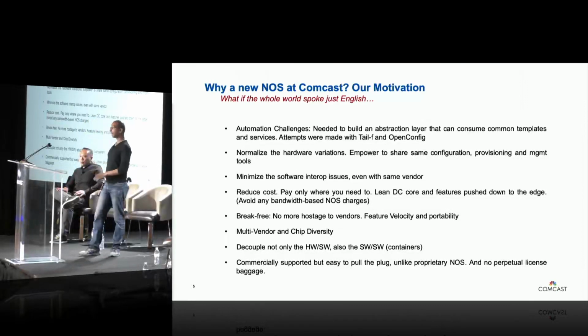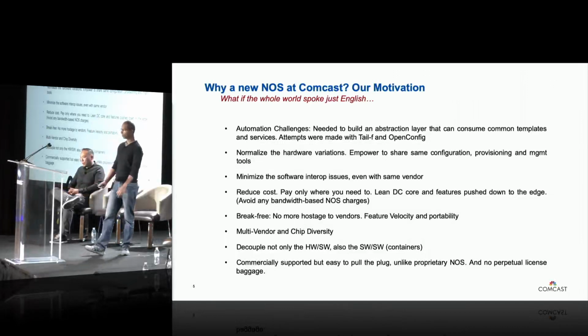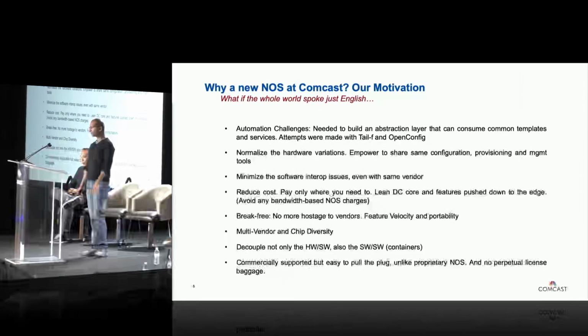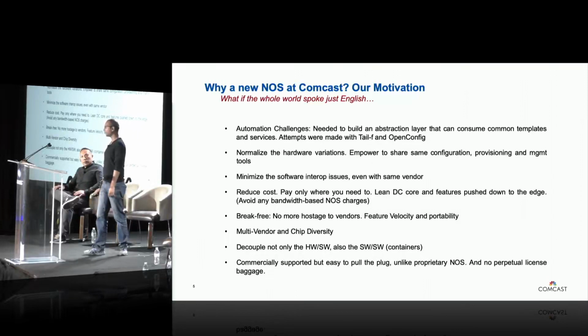Traditionally, we have been building a translation layer on top of the traditional OSs. Attempts were made with tailf, and we did use tailf. OpenConfig is another great one. But we still need something more so that we can talk the same language. Normalize the hardware variations. I want all different kinds of hardware versions, but they all need to be on the same level ground and behave the same way.